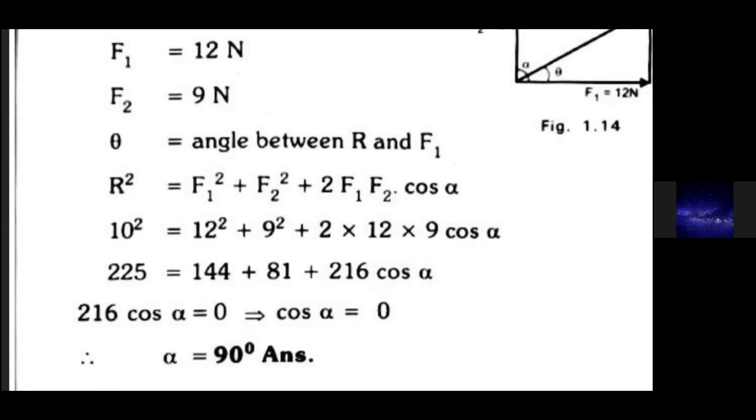resolution method. By the parallelogram law method, the formula is R equal to under root P square plus Q square plus 2PQ cos alpha, and by the resolution method, R is equal to under root sigma H square plus sigma V square, where sigma H is the algebraic sum of the horizontal components and sigma V is the algebraic sum of the vertical components.